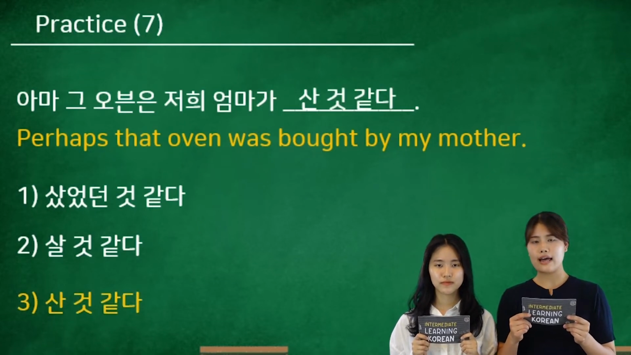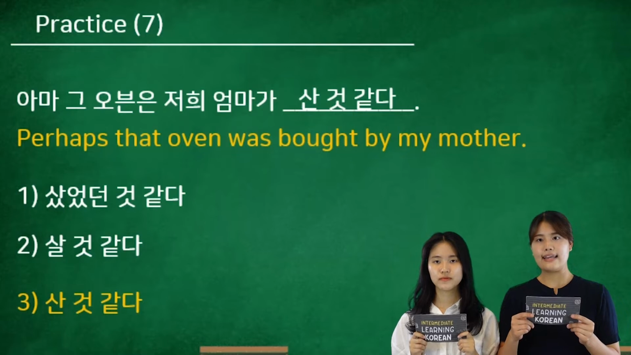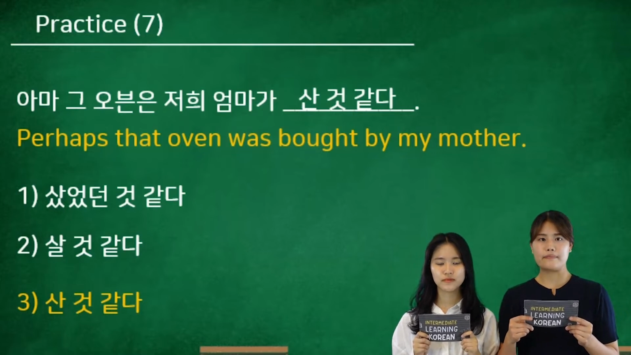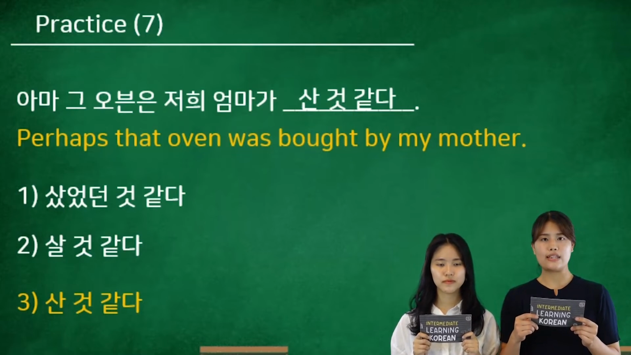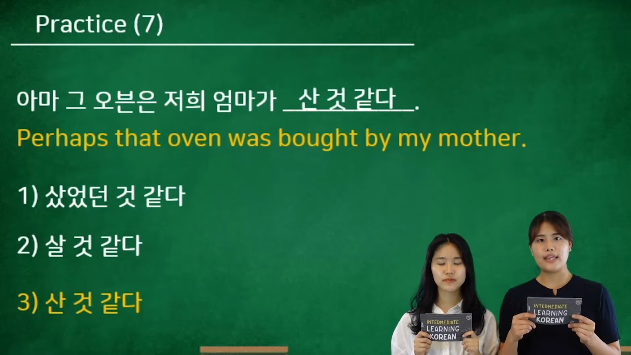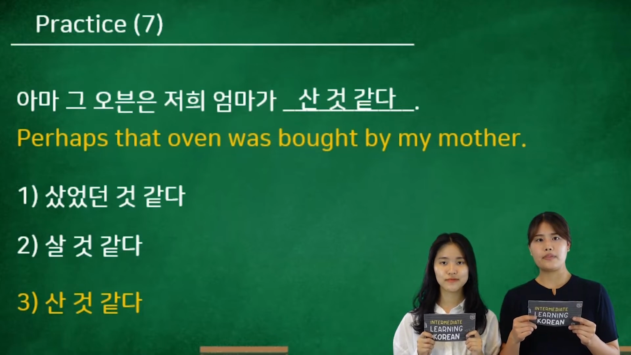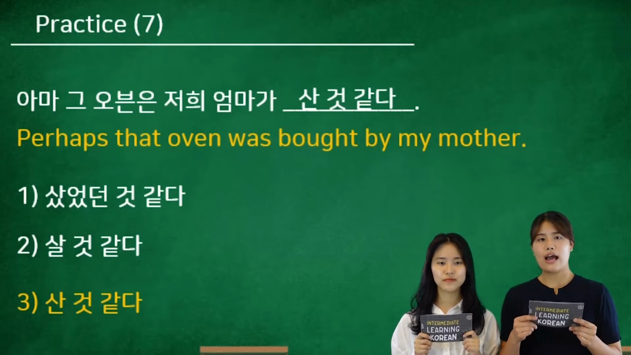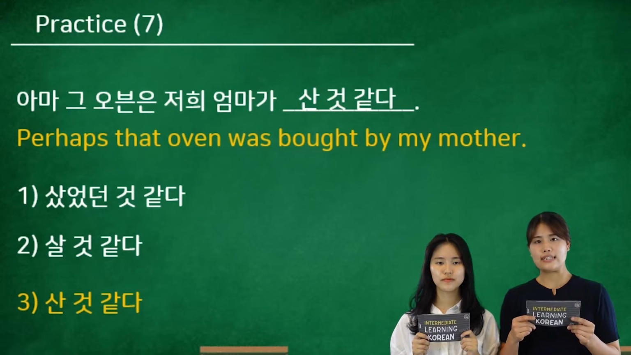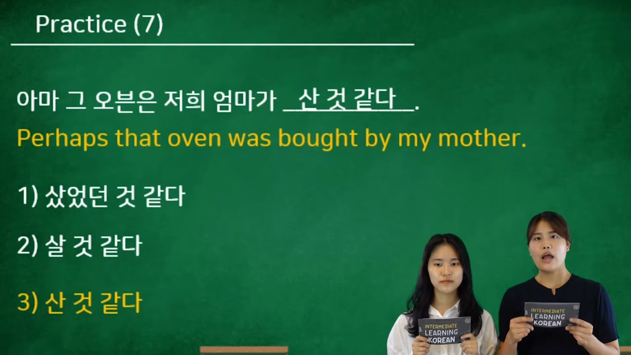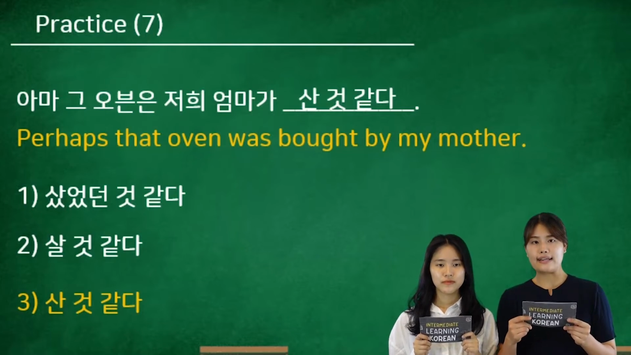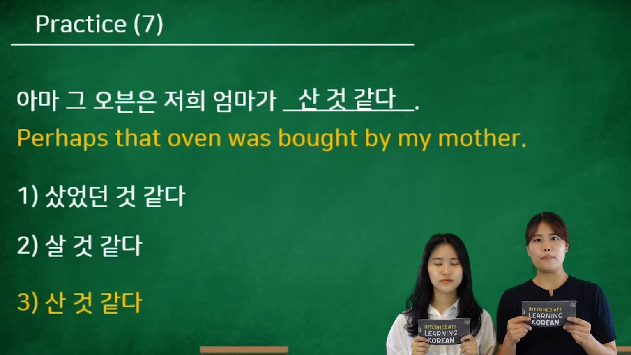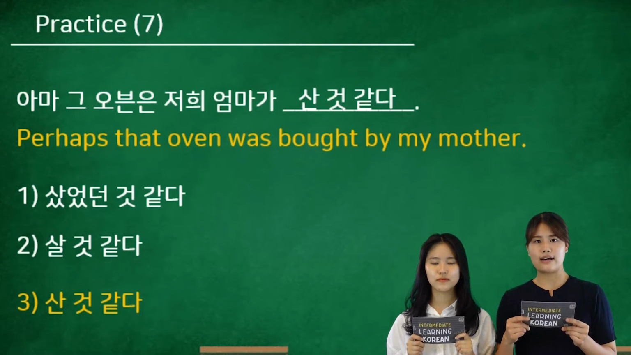If you remove 다 from the verb 사다, there is no final consonant. So we can use 니은 것 같다. Then it becomes 아마 그 오븐은 저희 엄마가 산 것 같다. Let's say together. 아마 그 오븐은 저희 엄마가 산 것 같다. One more time.